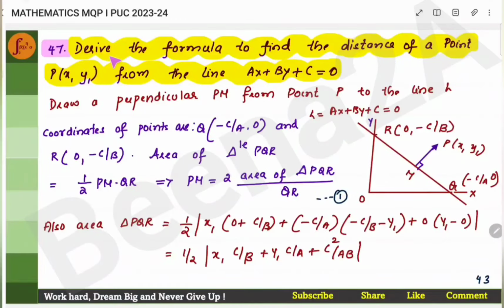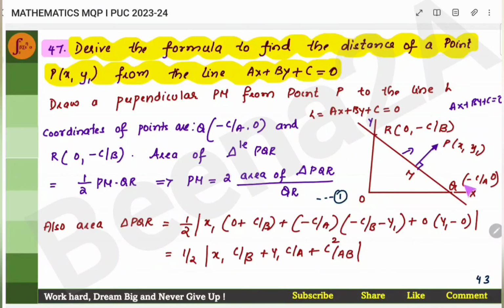Let's look at this 47th question. Derive the formula to find the distance of a point P(x1, y1) from the line ax plus by plus c. So you can assume that there is a line here which is intercepting the x-axis and y-axis, and the equation of the line is given as ax plus by plus c is equal to 0. Since this is the equation of the line, the x and y intercept points we can call point Q and point R.